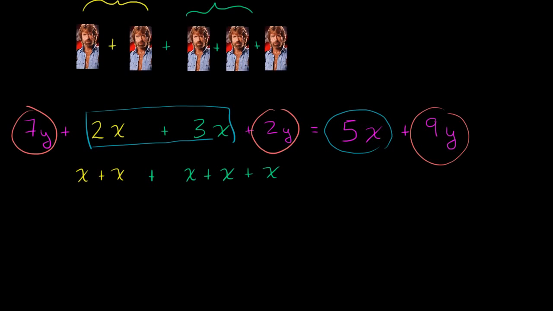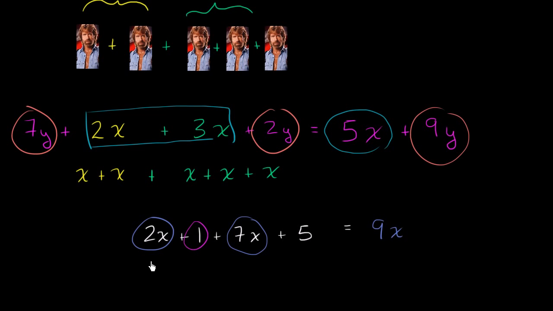So given this, what would happen if I were to have 2x plus 1 plus 7x plus 5? Well, once again, you might be tempted to add the 2 plus the 1, but they're adding different things. These are 2 x's. This is just the number 1. So you really just have to add the x's together. So you're going to say, well, I got 2 x's, and I'm going to add 7 x's to that. Well, that means I now have 9 x's. And then separately, you would say, well, I've got just the abstract number 1, and then I got another 5. 1 plus 5 is going to be equal to 6.